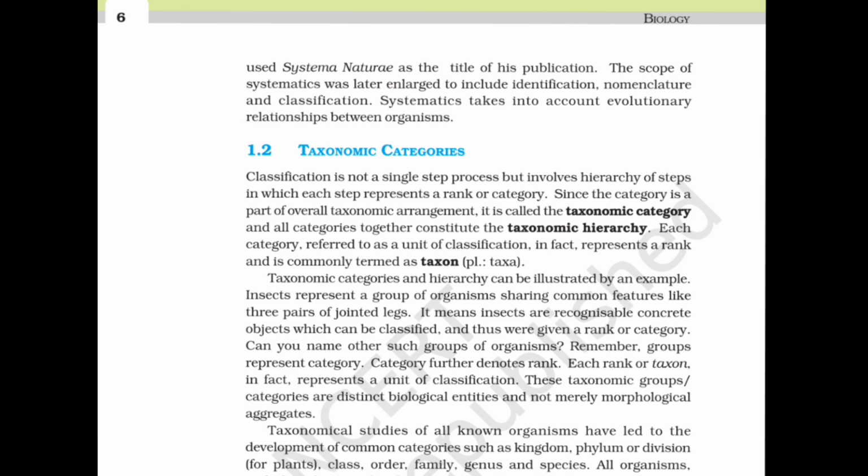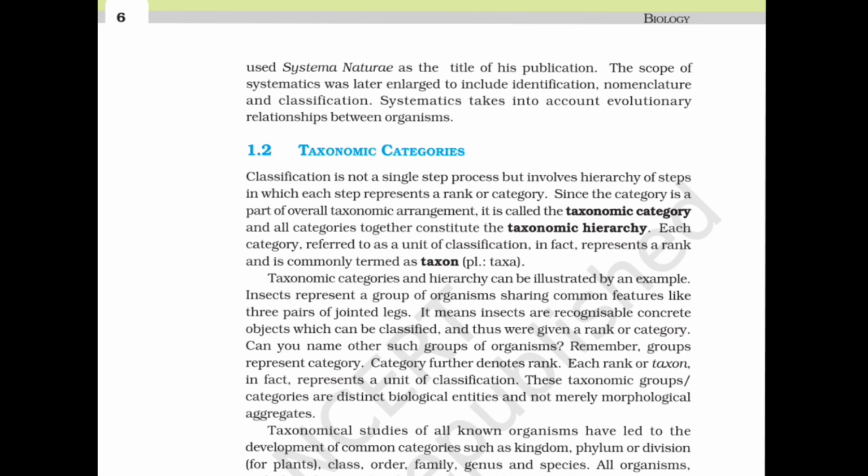Okay, so I also told you Carlos Linnaeus is a very interesting person. He can be found anywhere in NCERT because he is the NCERT. Okay, maybe that's too much. Okay, so the last thing we learned, Carlos Linnaeus used Systema Naturae as the title of his publication. Okay, he found out a new branch of study called systematics, which takes into account the evolutionary relationship between organisms. That's why we ended our story. We ended our story, guys. Anyways, so let's move on with this.